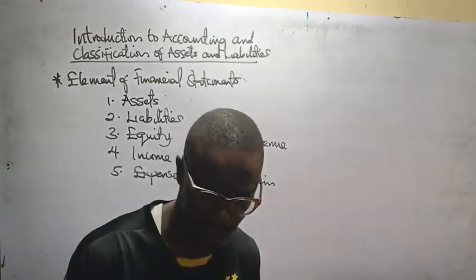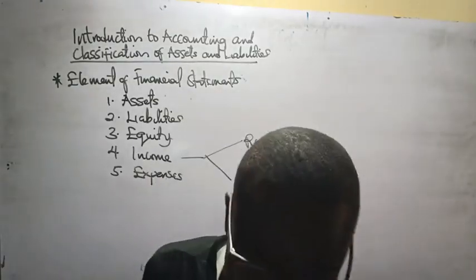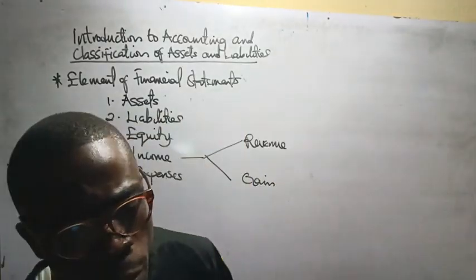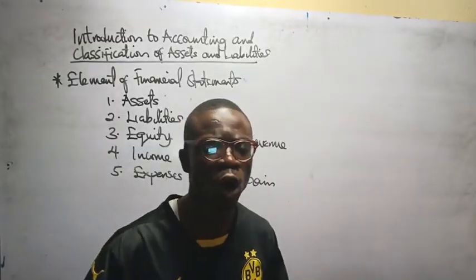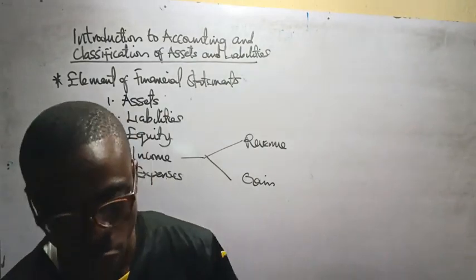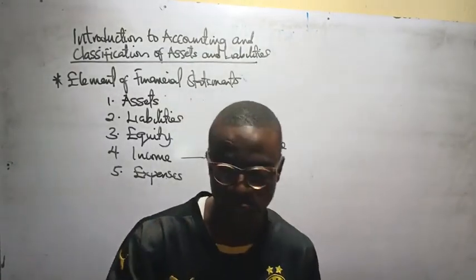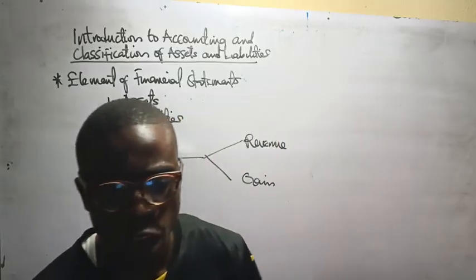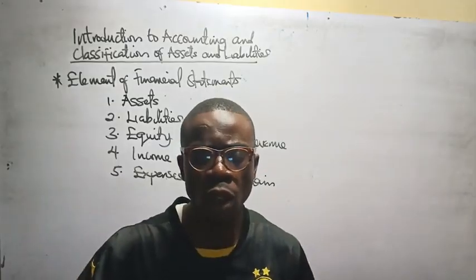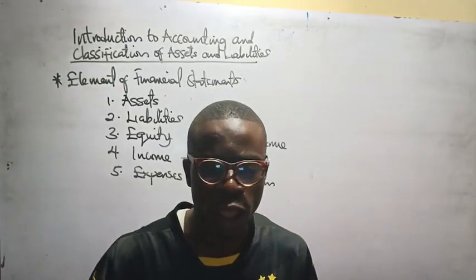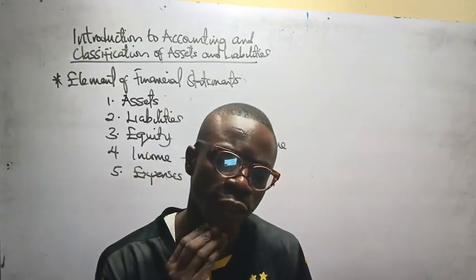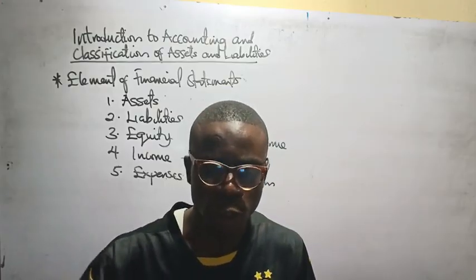Let's go to gain. Gains are income that is not directly related to your ordinary course of doing business. Let me give an example. Let's say I have a school and I'm providing educational services. Let's say we sell one of our school buses and we make a profit from it. Our ordinary course of doing business is not to sell cars, but we have made profit from the sale of the car.